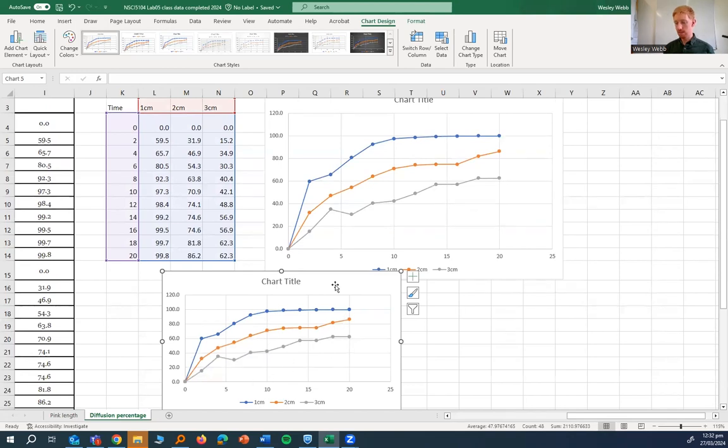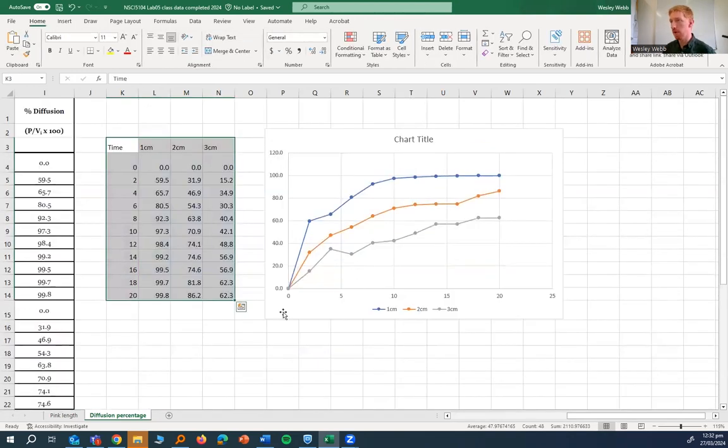So what can we see? I'll just delete that one. Look at the slightly bigger one. So the 1 centimeter cube much more quickly shot up to a higher level of saturation until it got to 100%. So it got 100% saturated with the vinegar. Whereas the diffusion was a lot slower for the 2 centimeter one, and then even slower for 3 centimeter.